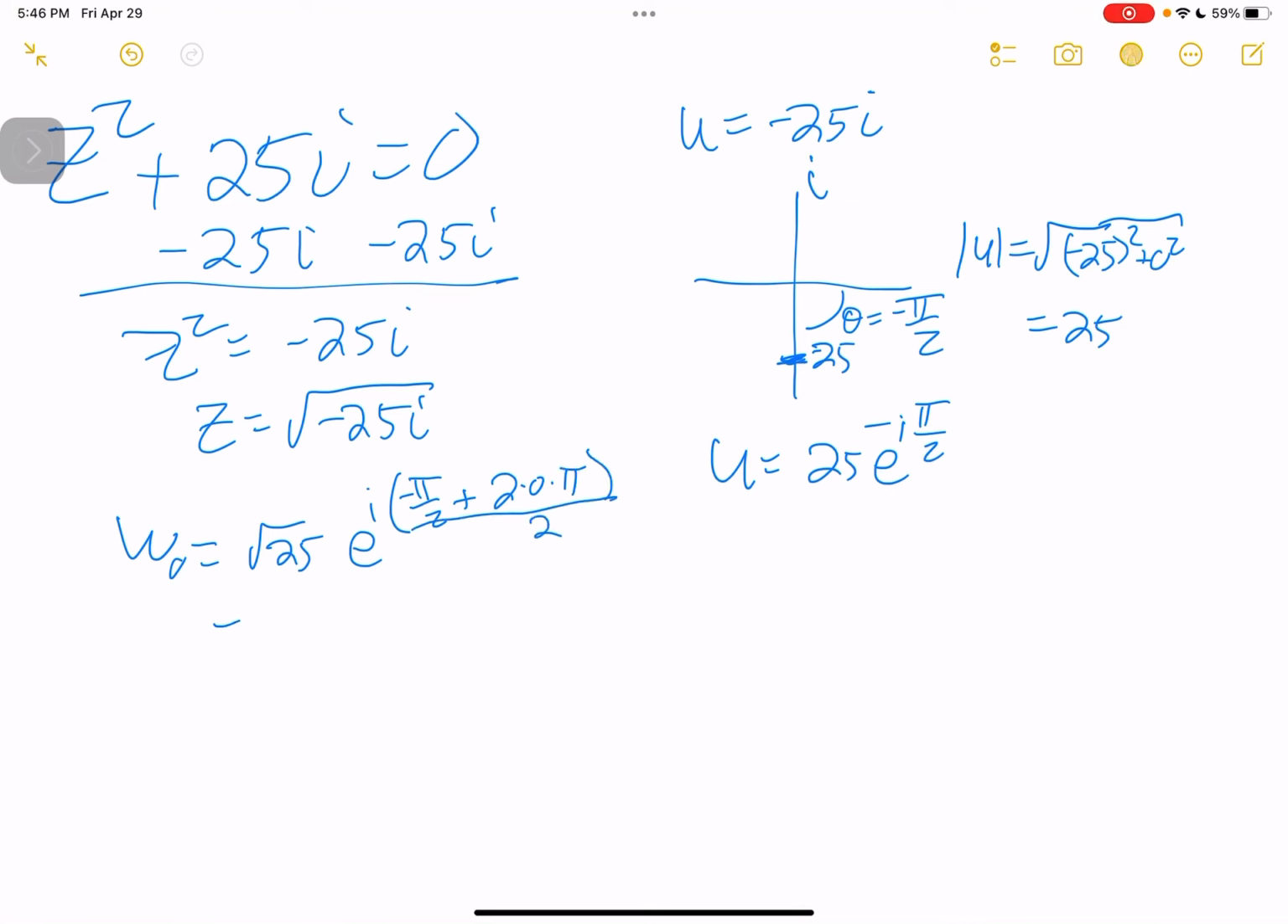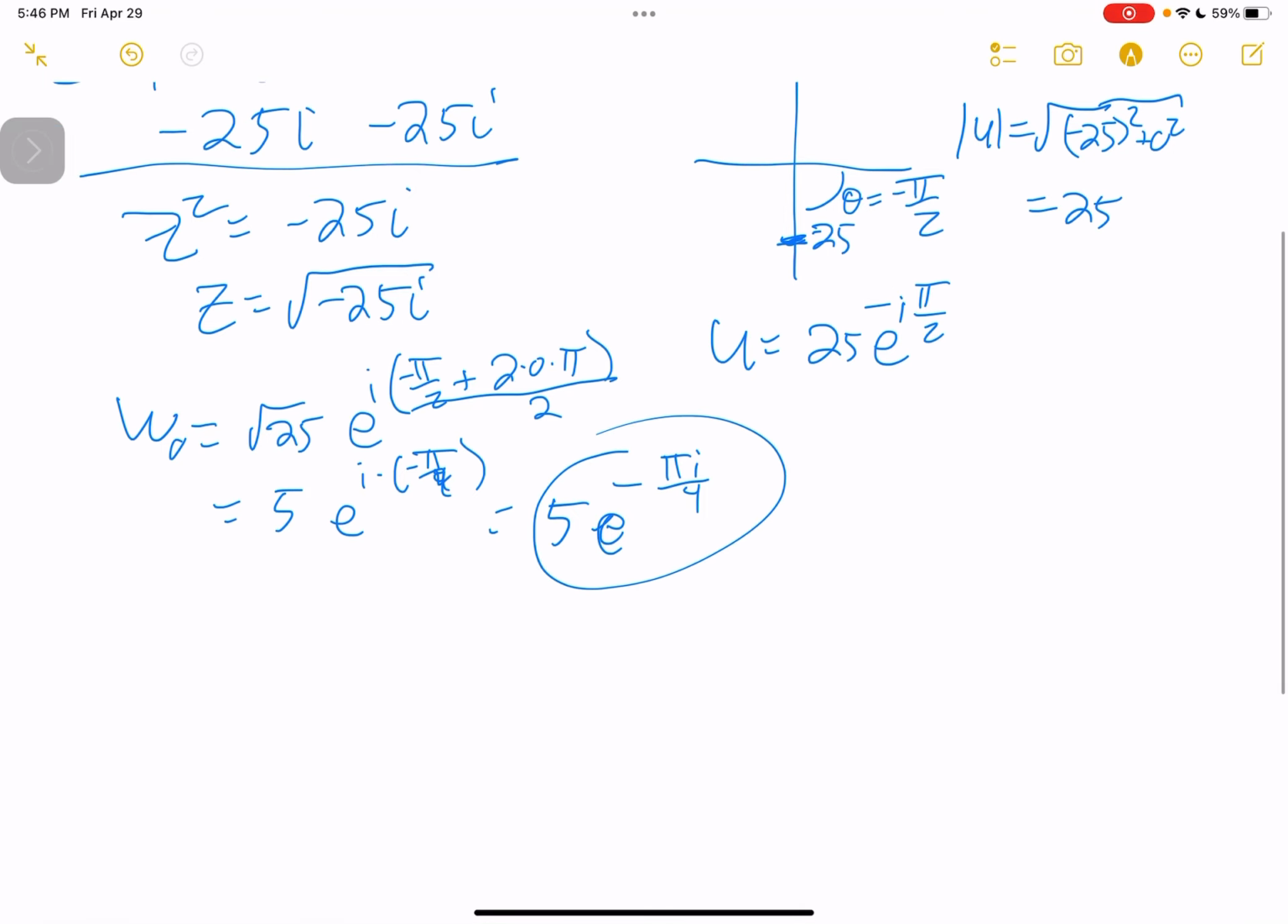So that works out to be 5 times e to the i times, so that 2 times 0 times pi is 0. So it's just going to be that negative pi over 2 divided by 2. So it's times negative pi over 4. That's a 4, not a 9. If you want to clean that up, we can say that's 5 e to the negative pi i over 4.